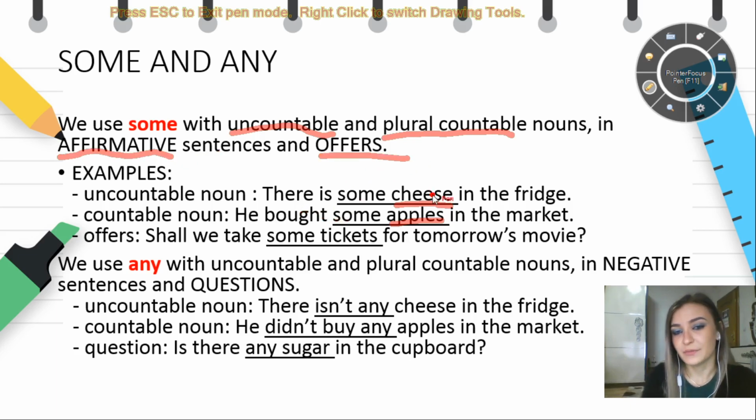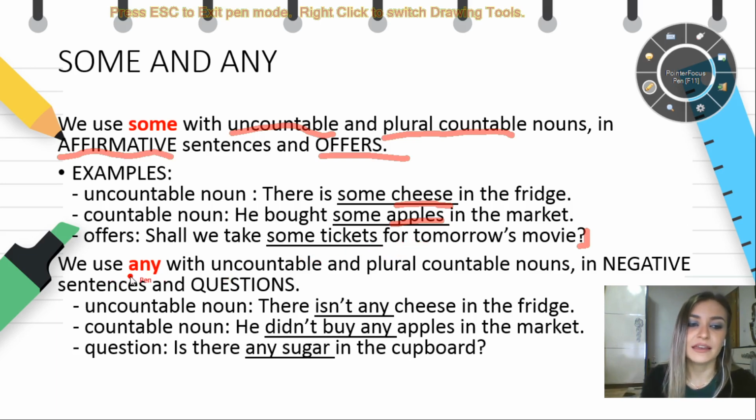Here we have affirmative sentences. There is some cheese in the fridge and he bought some apples in the market. And here we have an offer in the end. Shall we take some tickets for tomorrow's movie? Even though we have a question mark here, this is not an interrogative sentence. This is an offer, an idea, a suggestion or offer, okay?